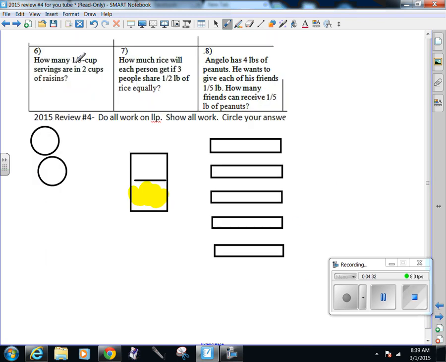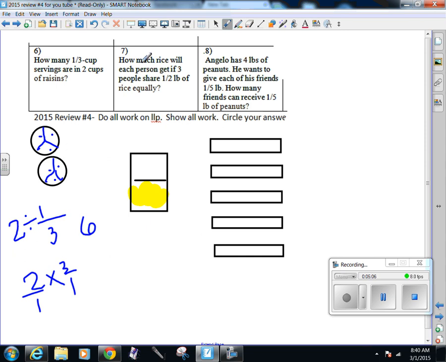Okay, next one. How many 1/3 cup servings are there in 2 cups of raisins? So here are my 2 cups of raisins. And I'm going to split these into thirds. And I see there 1, 2, 3, 4, 5, 6. So I took my 2 cups and I split them into thirds. Remember with division, it's same times reciprocal, and that would give me 6 servings.